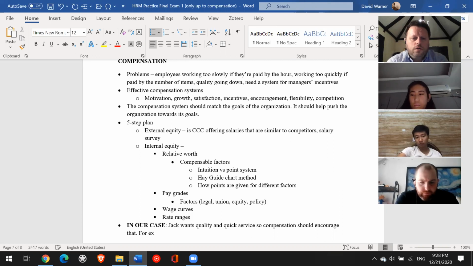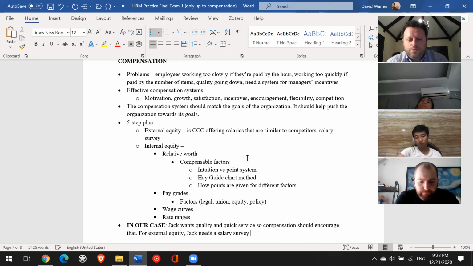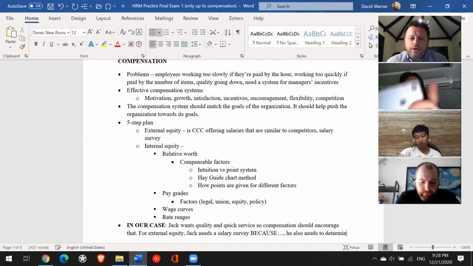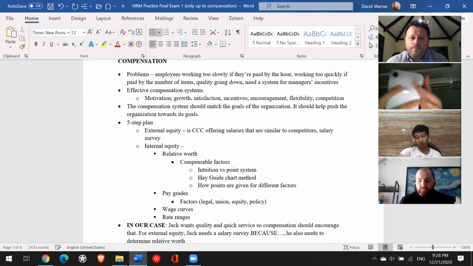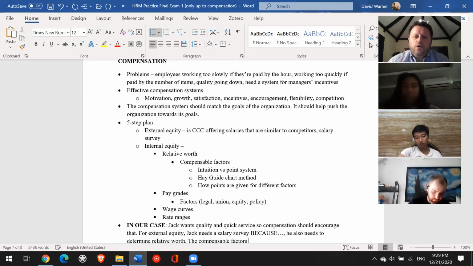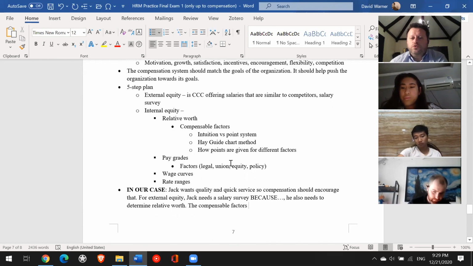You know, for external equity, Jack needs a salary survey to make sure he's paying what other companies pay. He also needs to determine relative worth. The compensable factors. Now, what kind of compensable factors would you recommend here? That's going to be really important to me in your answer.